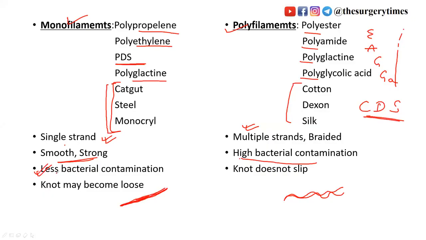So there is less contamination over here, and the knot may become loose because it is slippery. Okay, smooth. So the knot may become loose, but here the knot does not slip.